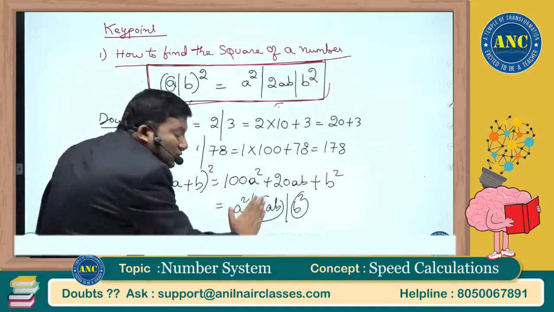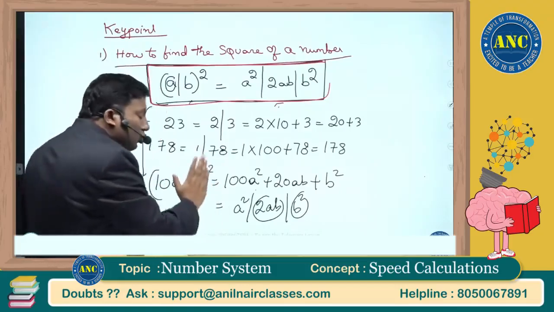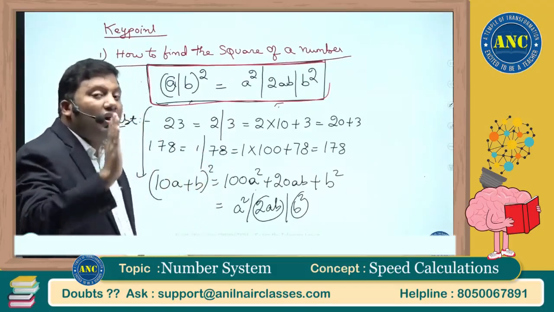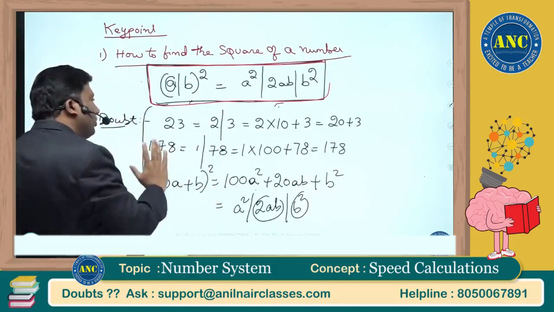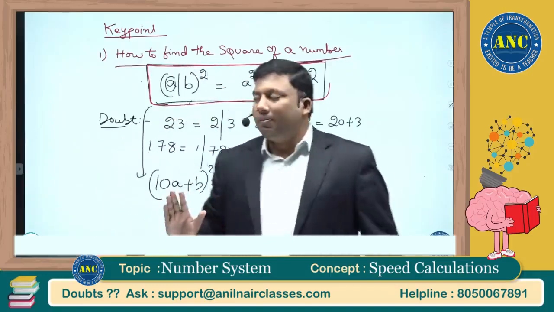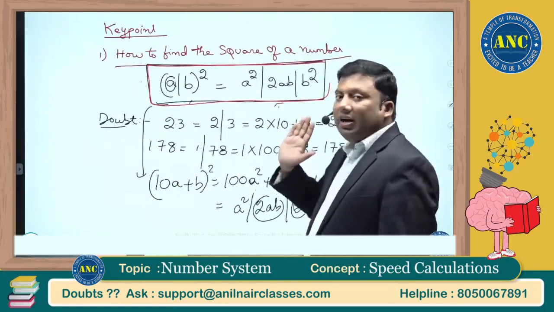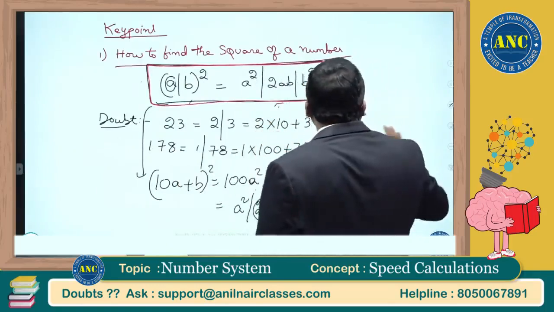2ab is in the tens place. That means for b square, whatever value you got, only write down the unit digit. For 2ab, whatever value you got, only write down the unit digit. A square can take anything. Definition of the square of a number, importance of the slash. I hope the idea is clear. Now the second question.